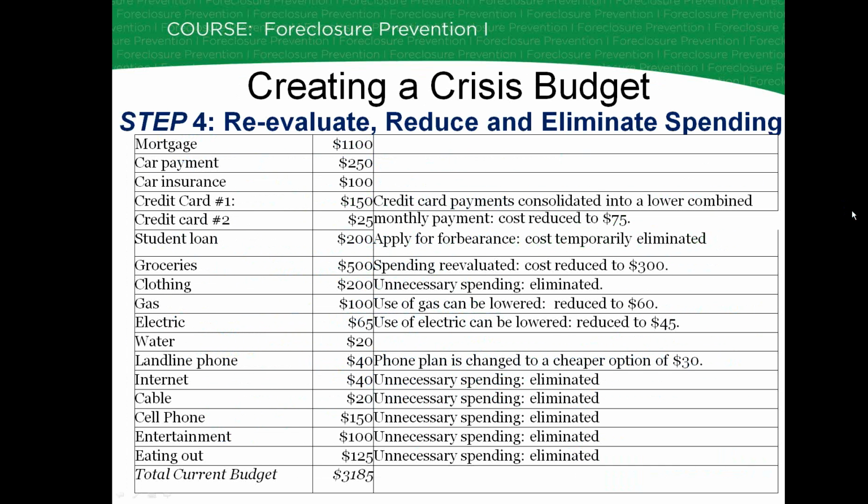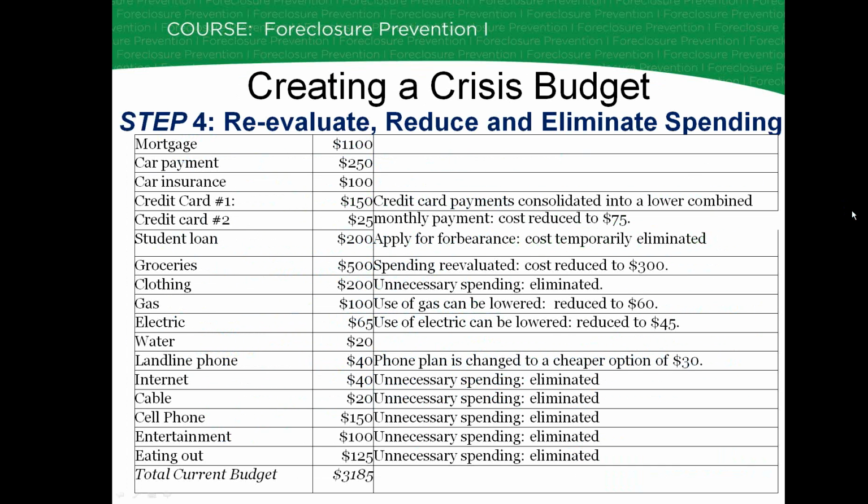Gas, usually you can look at ways of reducing your gas and electric. You can talk to your utility company maybe and get an equal payment plan. So those are just some ideas of getting that debt reduced. Water, same thing. Landline, oftentimes a landline is not necessary. So many people have cell phones now, so that may be a way of reducing that payment.